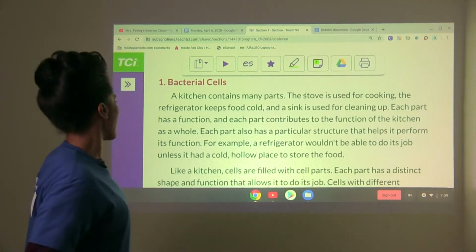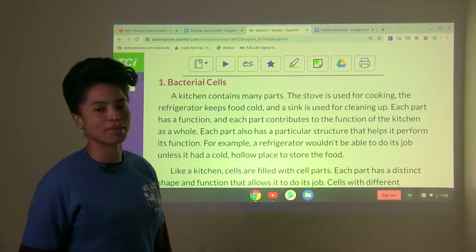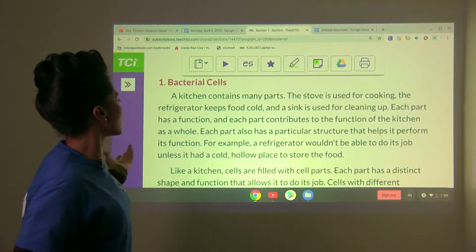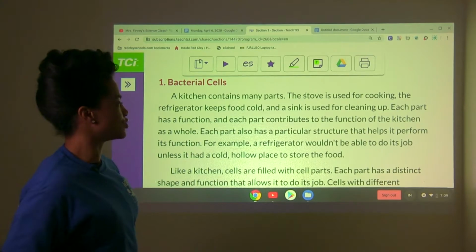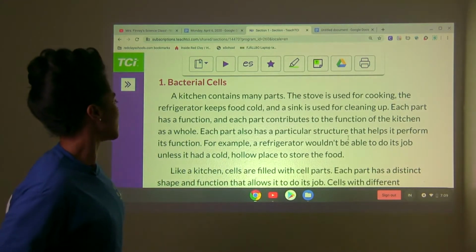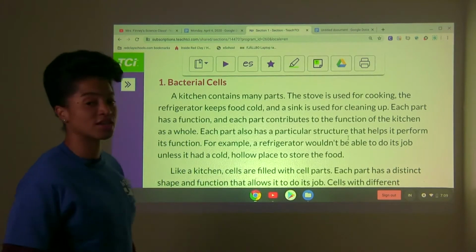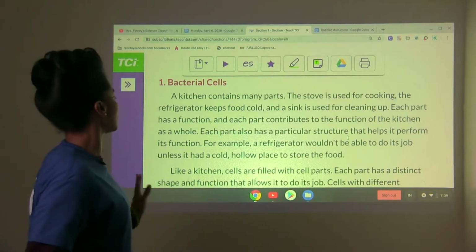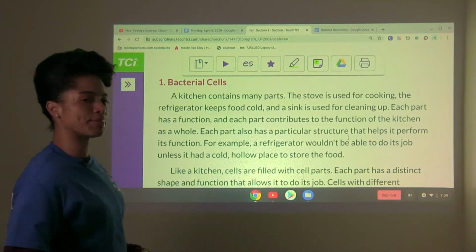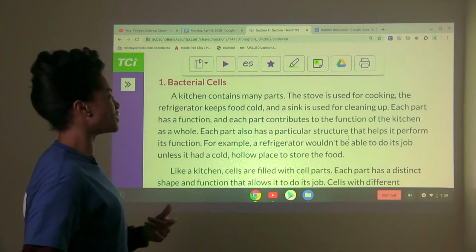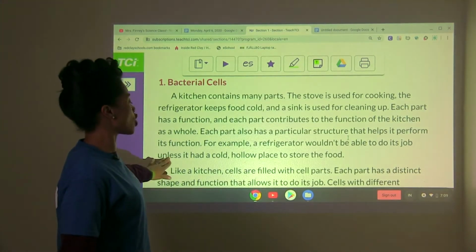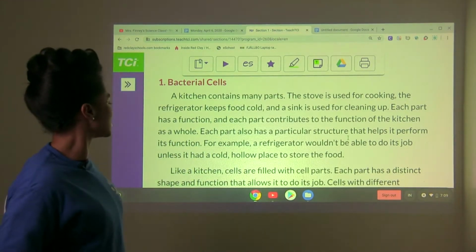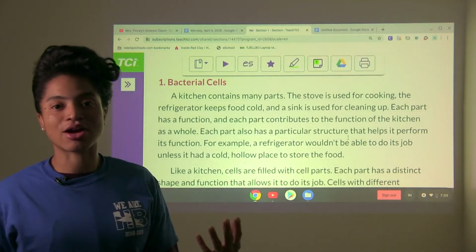So here at the top in our reading, it says a kitchen contains many parts. We know this, right? Not news. The stove is used for cooking. The refrigerator keeps food cold. And the sink is used for cleaning up. Each part has a function, and each part contributes to the function of the kitchen as a whole. Each part also has a particular structure that helps it perform its function. For example, a refrigerator wouldn't be able to do its job unless it had a cold, hollow place to store the food. Okay? So there's things that happen in each system that allow it to do its job.